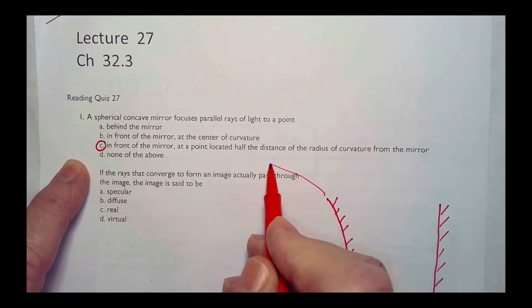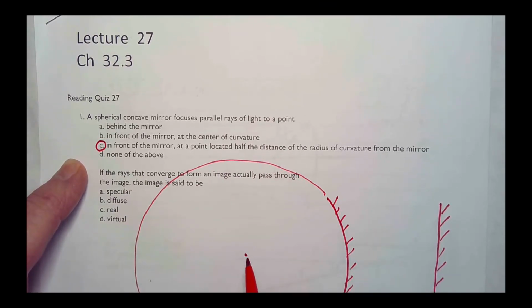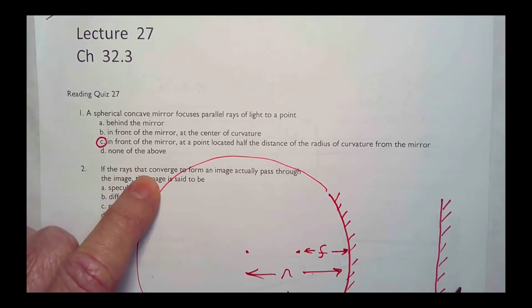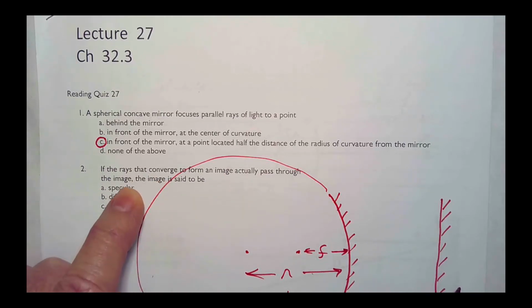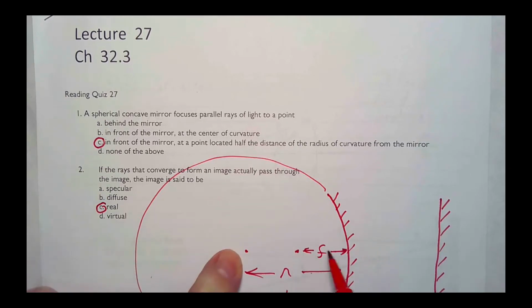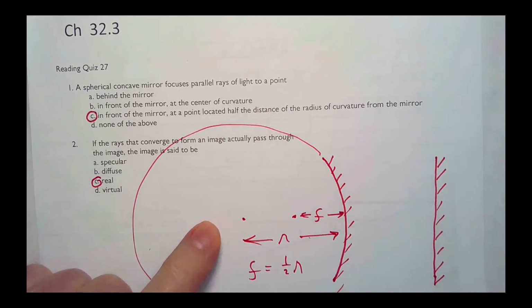If this is a big circle and this is the center, then a distance half the radius of curvature is the focal length, the distance between here and the front surface of the mirror. The focal length is 1/2 the radius of curvature. We'll show you how that focuses in the lecture. Rays that converge to form an image actually pass through the image. If that's true, the image is said to be a real image. This makes a real image, while a planar mirror makes a virtual image.